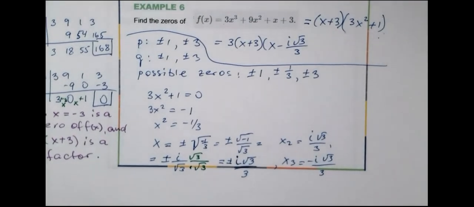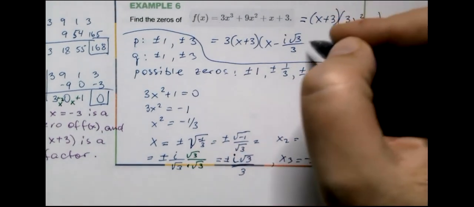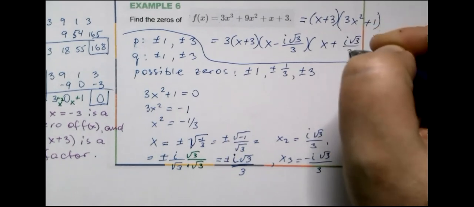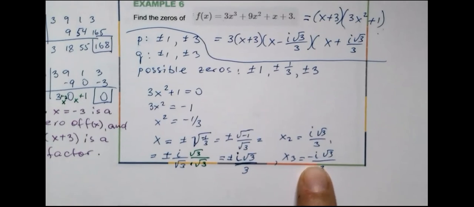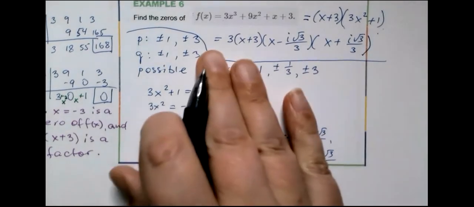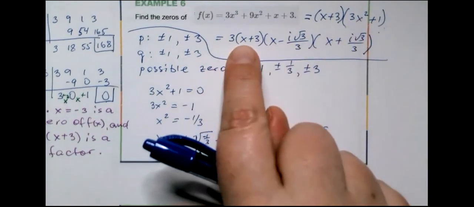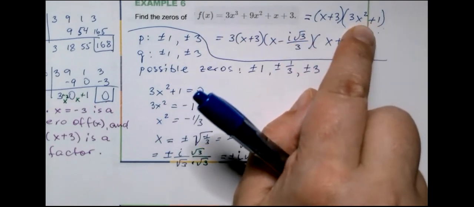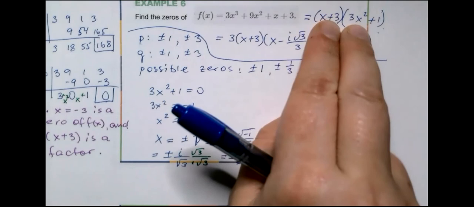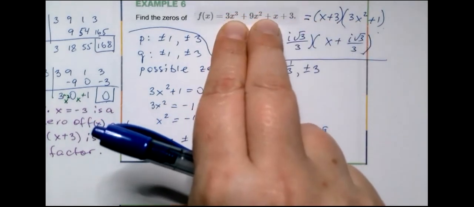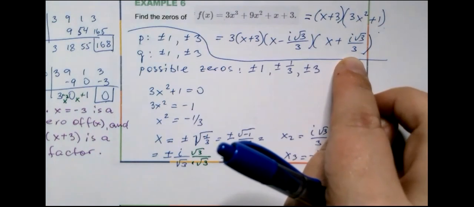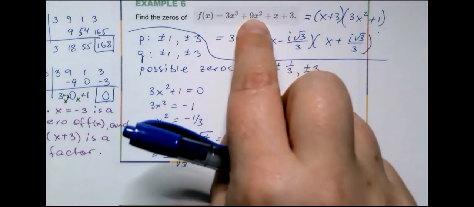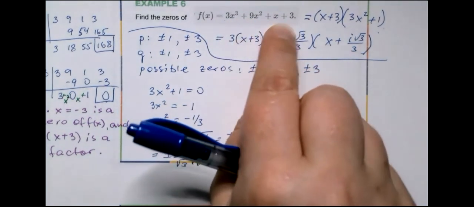And we also have x plus i root of 3 over 3. That's it. This is what it would look like. Now, if we were to multiply them back and factor 3 in, you would get 3x squared plus 1. And when you multiply that by x plus 3, you'll get your polynomial back. Just do it for fun. Check if this whole thing multiplies back to 3x cubed plus 9x squared plus x plus 3.